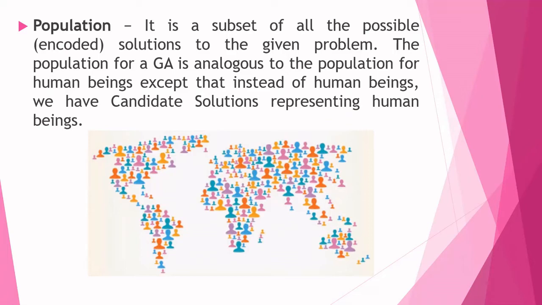It is a subset of all possible solutions to the given problem. The population for a genetic algorithm is analogous to the population of human beings, except that instead of human beings, we have candidate solutions representing human beings. Whenever there is work to be completed, we need a human being to do the work. Of course, machines are developed by human beings, so a human being is required. Human beings provide solutions to the given problem. That is referred to as a population, a subset of all possible solutions to the given problem.